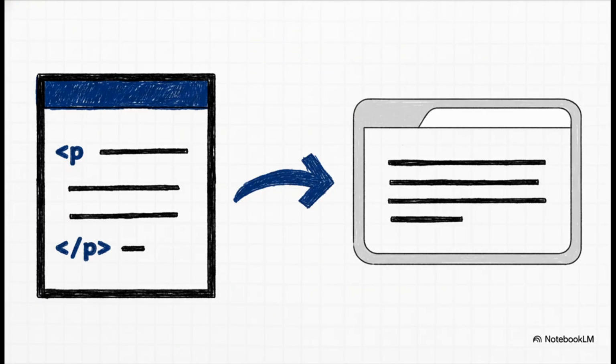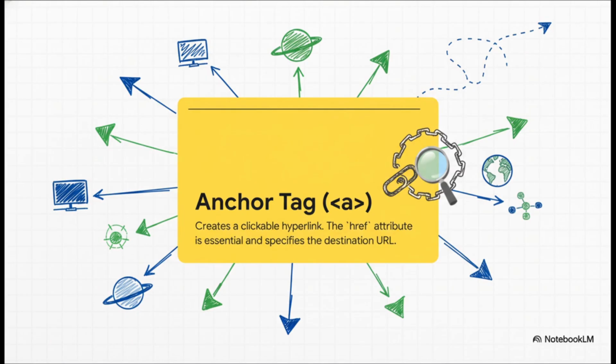We put our sentence inside the opening and closing P tags, and the browser displays it as a normal paragraph. You're totally getting the hang of this. Okay, what actually makes the web a web? It's the links, the thing that connects everything together.